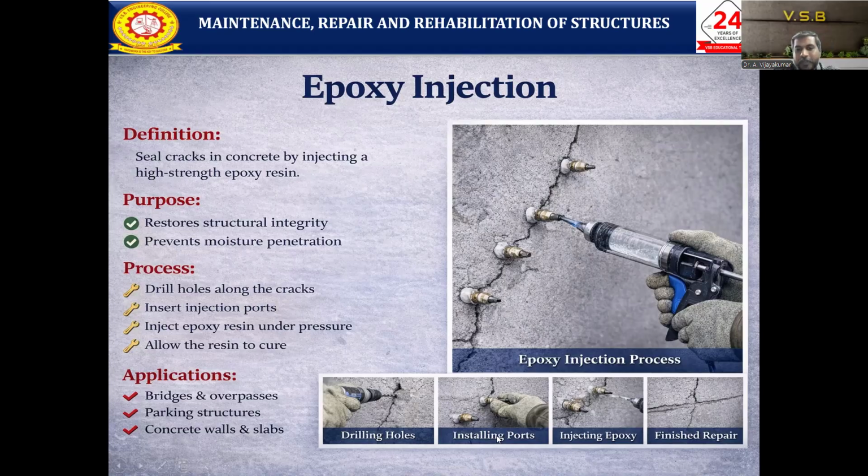Then we install the ports there. Here only we are going to inject our epoxy. Using the hammer epoxy, we need to inject the epoxy through those installed ports. After that, it will travel and fix the cracks, finishing the repair. This is one of the prime methods of repairing cracks.